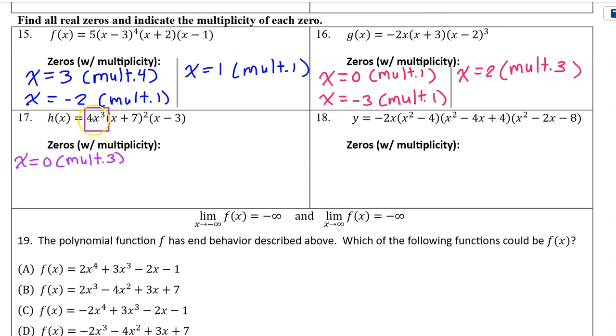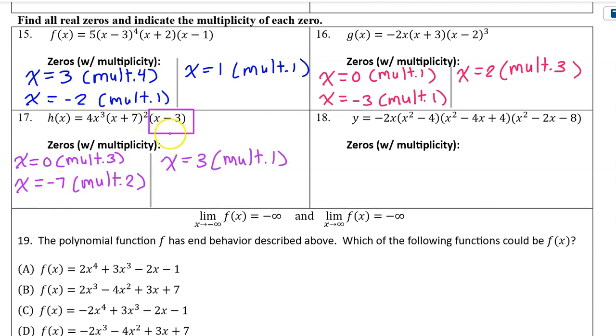Number 17, this monomial again will give us x equals 0, and it has a multiplicity 3. You see the exponent. This factor gives us x equals -7, multiplicity 2. And this factor gives us x equals 3, multiplicity 1.